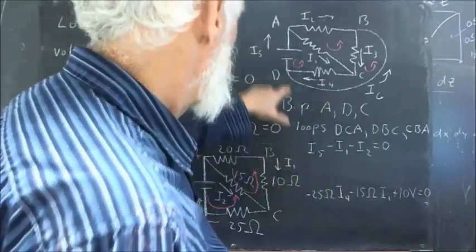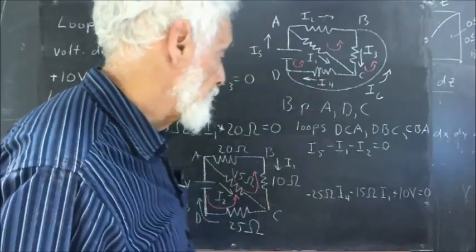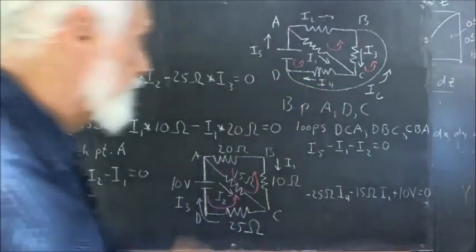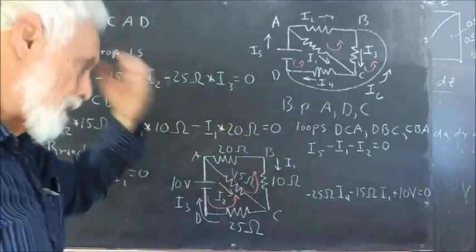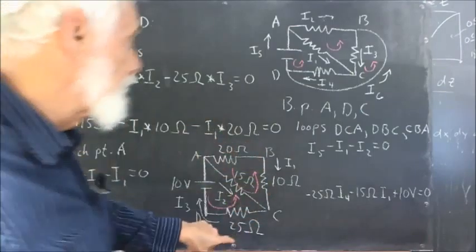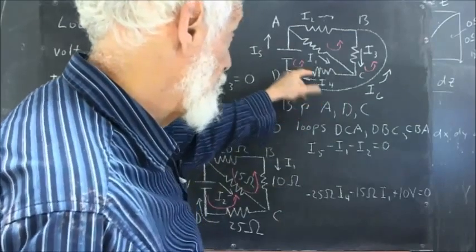DCA, we're going to encounter I4 in the opposite direction. So we're going to have a negative I4 times the resistance here. Now you should probably have a copy, and you should have probably written down the resistances for quick reference, but that's 25 ohms. So here we have negative 25 ohms times I4.